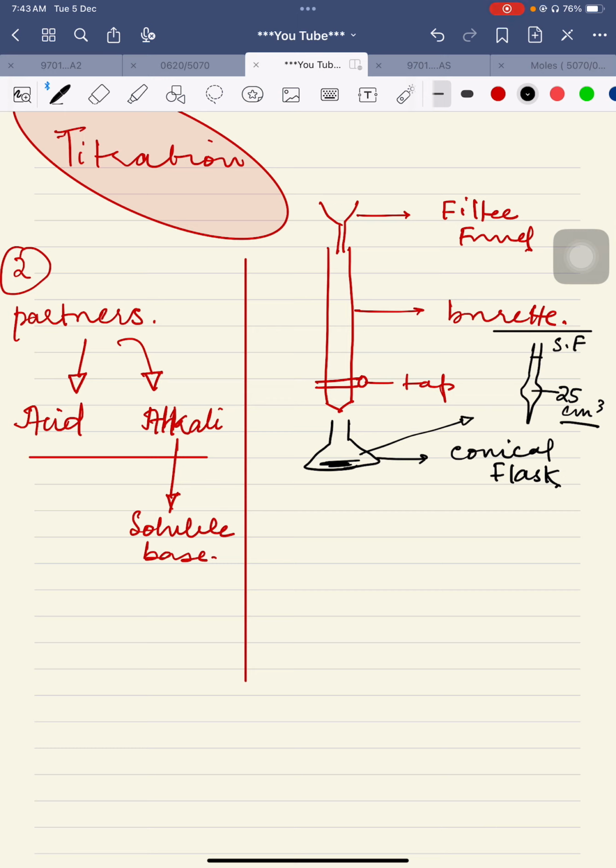Safety bulb is that red rubber thing, the rubber pipette filler, which will be attached to the pipette to fill the pipette so that the liquid does not go into the mouth of the student. Okay, this was the answer which I told you when I was teaching you about apparatus.